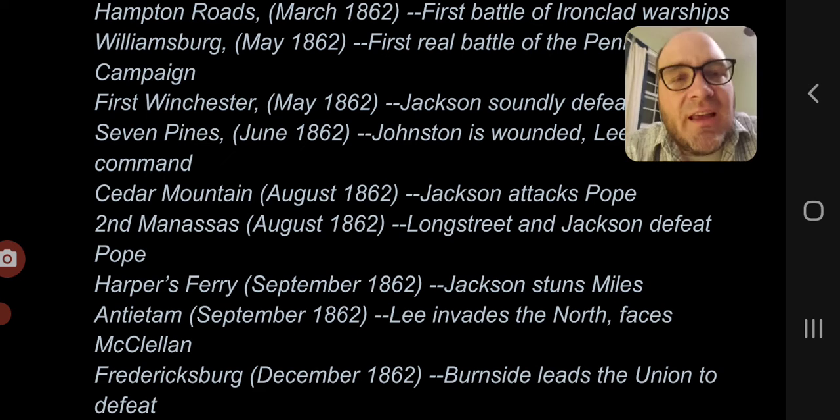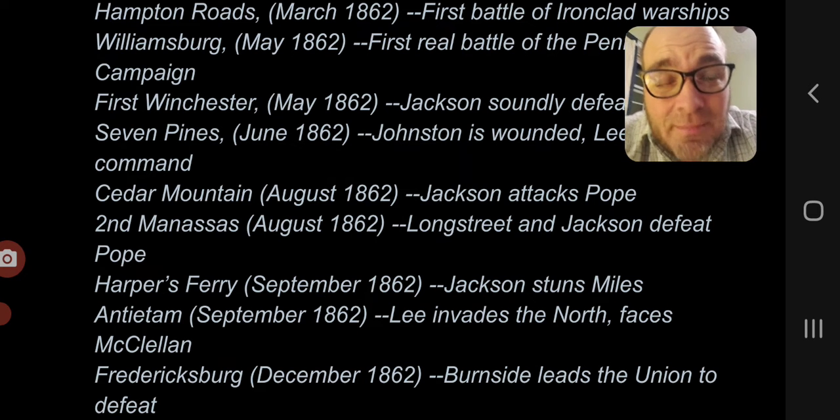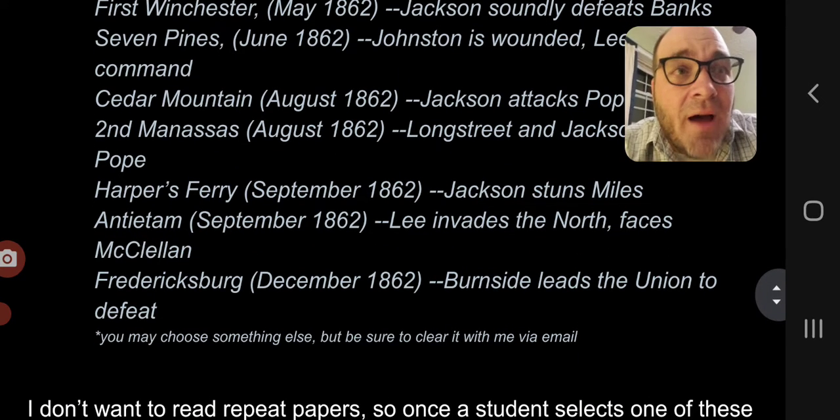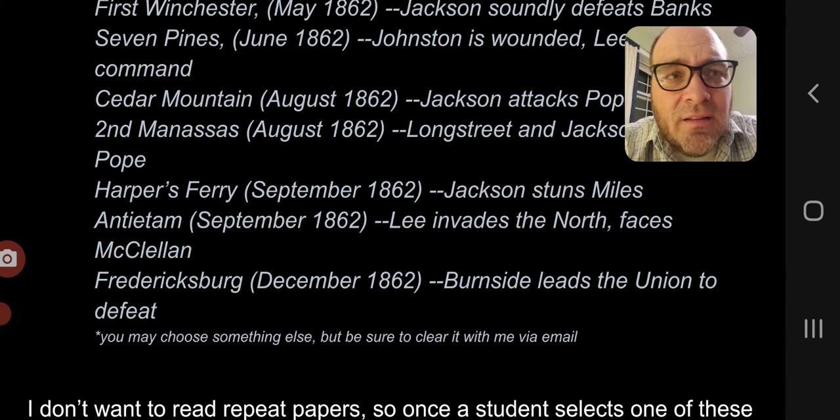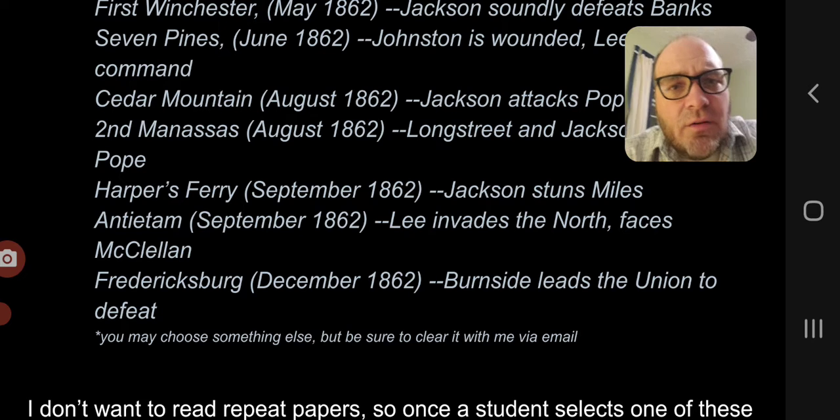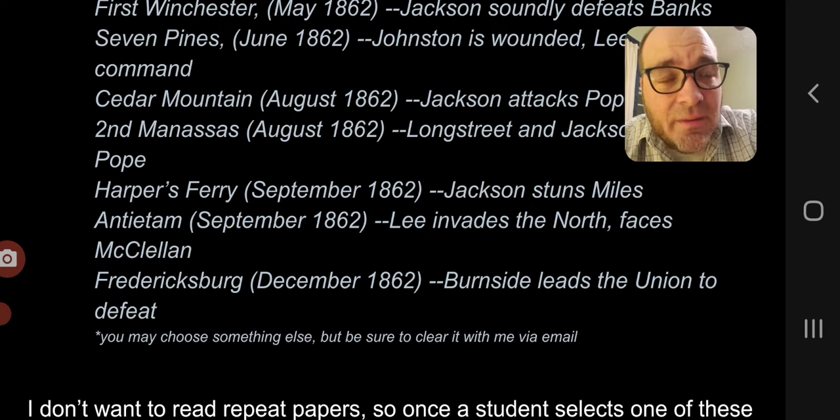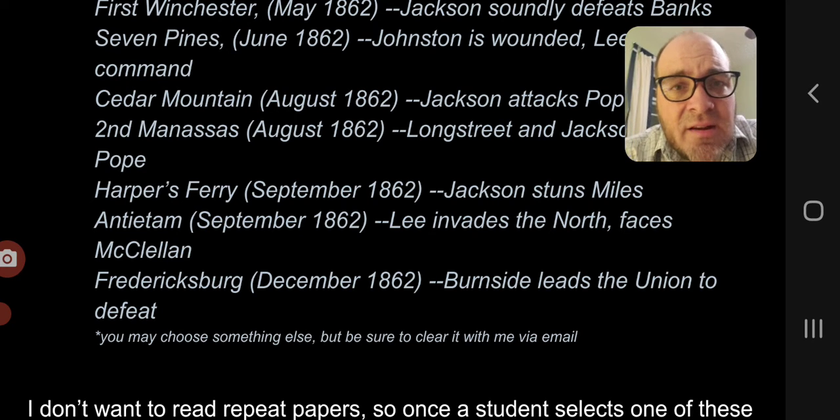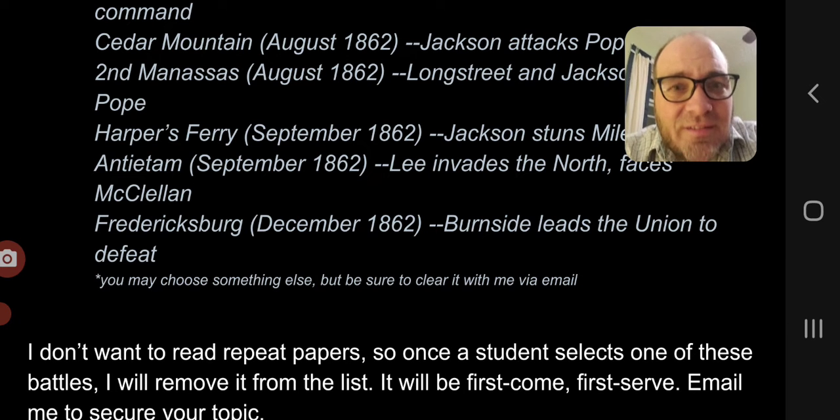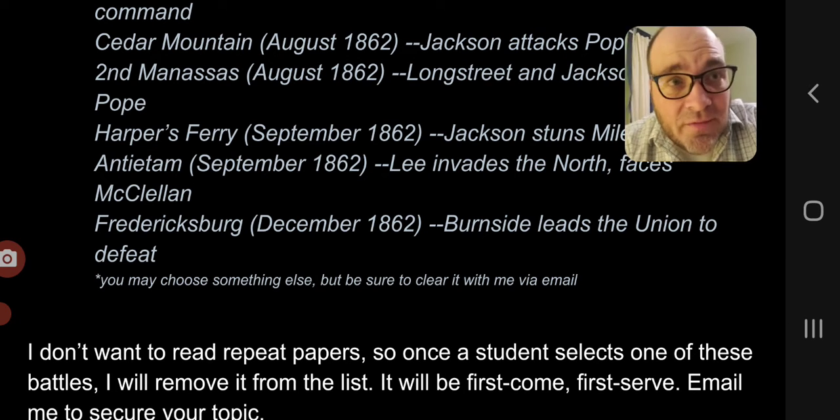We have the Battle of Second Manassas, where Longstreet and Jackson defeat Pope for a second time and very brutally. The Battle of Harper's Ferry, where Jackson stuns Miles. We talked about that one in the lecture earlier today. The Battle of Antietam, which actually takes place in Maryland, where Lee invades the North and faces off against McClellan. The premier showdown between Lee and McClellan. And then Fredericksburg, where Burnside leads the Union to his disastrous defeat. You could pick any one of those that you have a particular interest in to do some research.